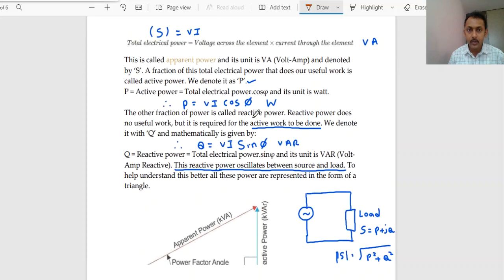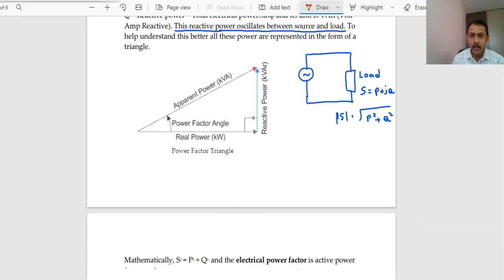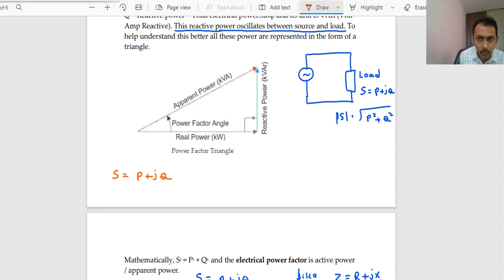Now dear students, if you recollect, the total power S is given by VI, the units are volt amperes, and the active power is given by VI cos phi, the units are watt, and the reactive power Q is given by VI sin phi, volt ampere reactive. Mathematically, you can write it as S equal to P plus jQ. So if you want its magnitude, mod S will be equal to root over P square plus Q square.